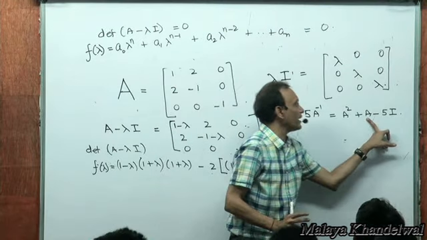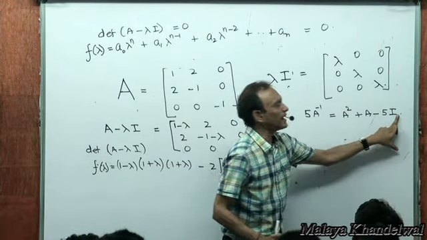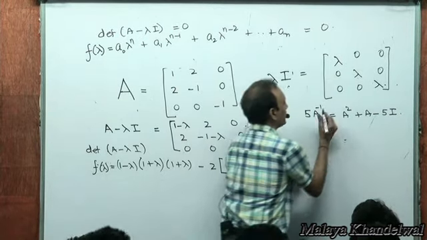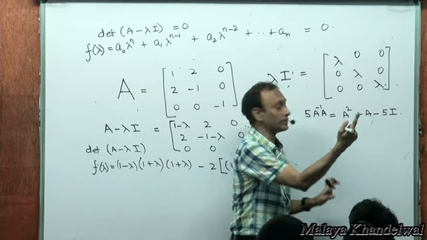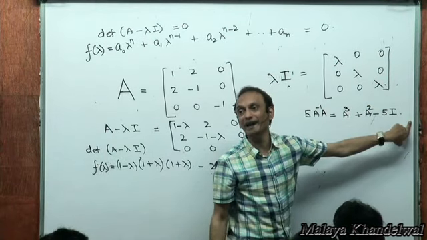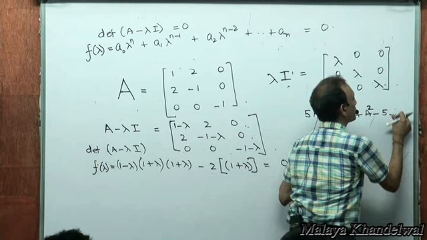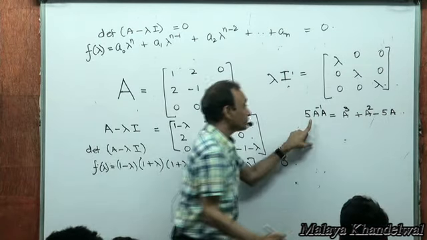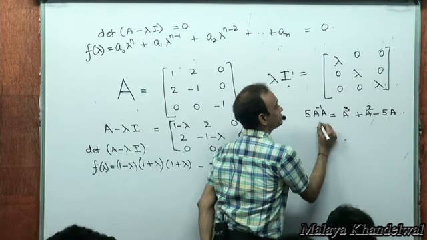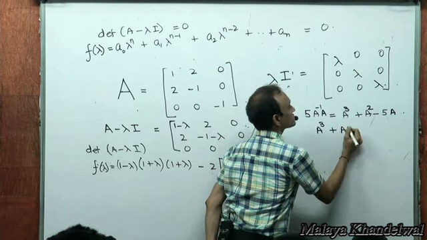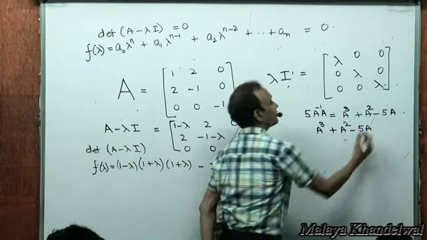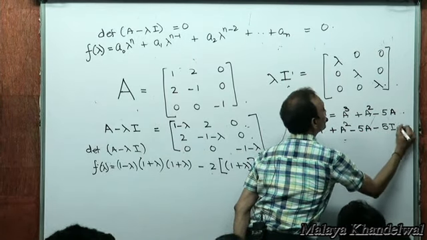So this is equivalent to, if I multiply both sides by A, then A inverse A would be I. I'm post multiplying by A. This is A cubed. This will be A squared. I into A would be A. And this is 5I. That means A cubed plus A squared minus 5A minus 5I is 0.